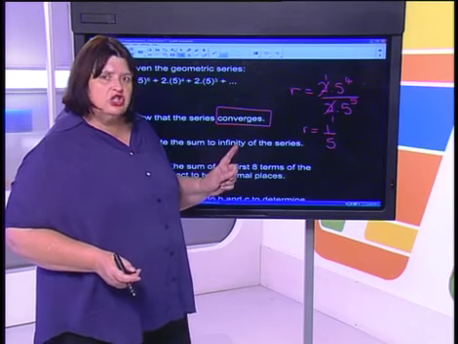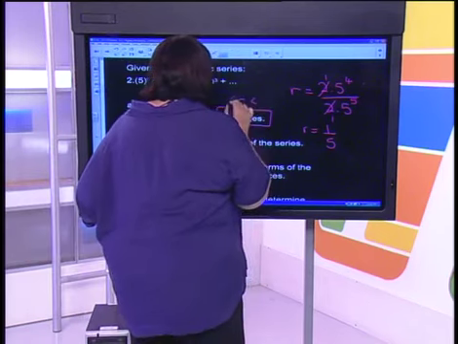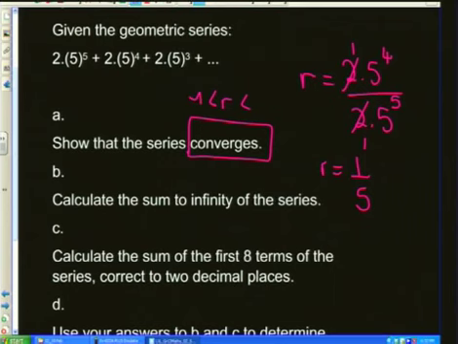Now, what was the condition for convergence? We learned in the table just now that if R lies from minus 1 to plus 1, it converges. Well, is 1/5 between minus 1 and plus 1? Yes, it is. So we can safely say this series converges.